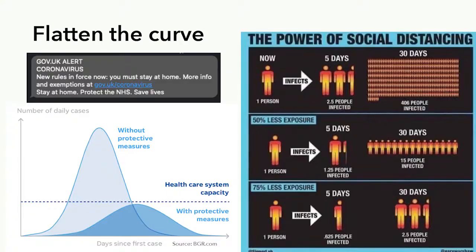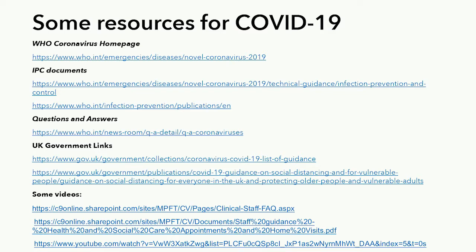try and re-energize yourself. The current emphasis is on flattening the curve, which means the less we get exposed to other people, the less we expose other people. And as we flatten the curve, there is a reasonable chance that we will delay the progression, we'll delay the surge and the peak, and in time we will infect a lesser number of people. And that's where the policy around social distancing, staying at home, protecting the NHS and saving lives comes from. And we are already seeing some positive effects of this. There are some resources which you could use.